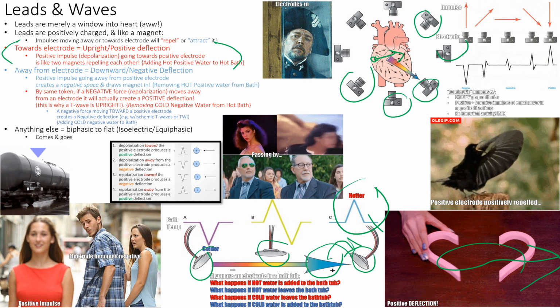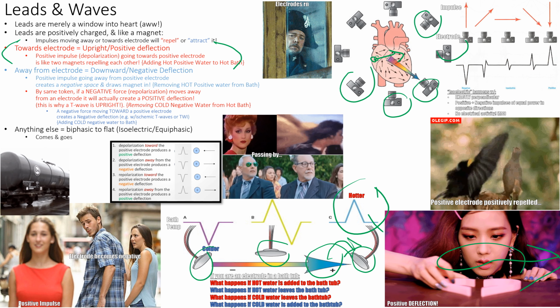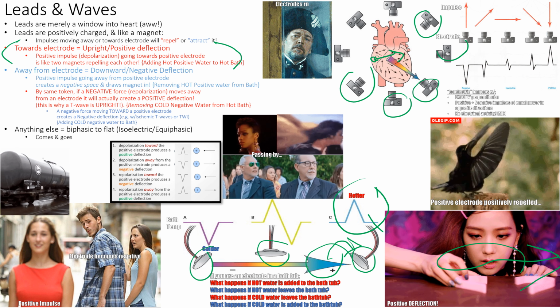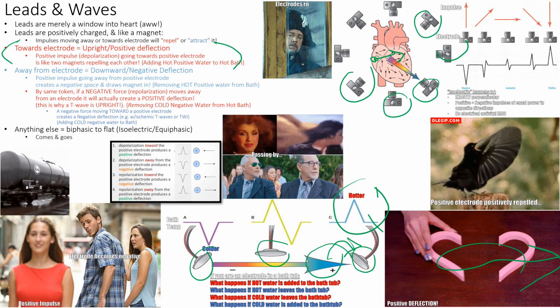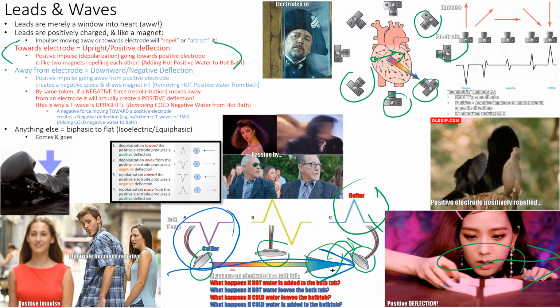And then what about if it's going away from it, right? So that positive impulse is now going away from the lead. That is going to make it negative. You're taking hot water out of your bath. It's going to make it negative, right? So this positive impulse right here went away from my lead, and that made it negative, all right?